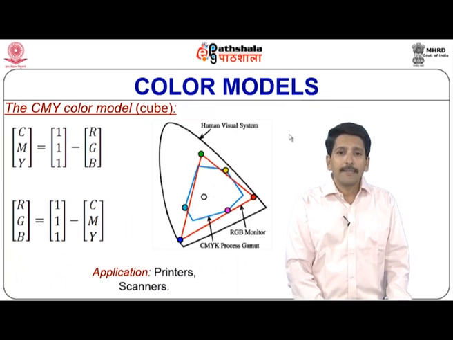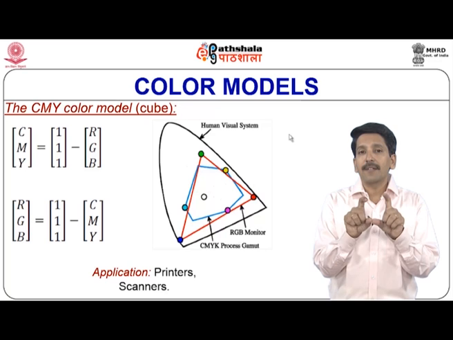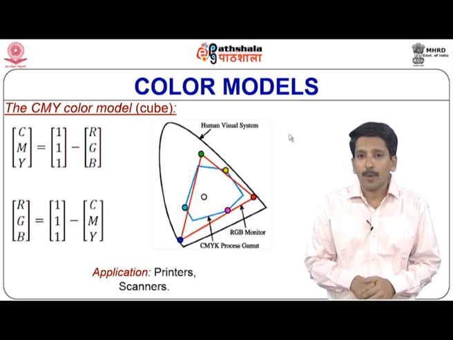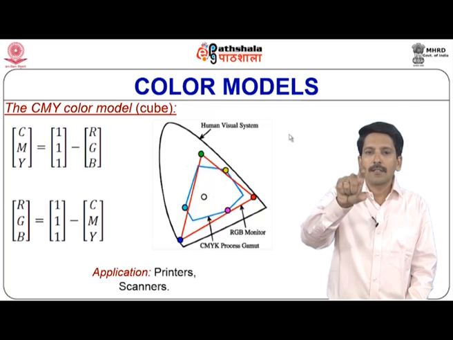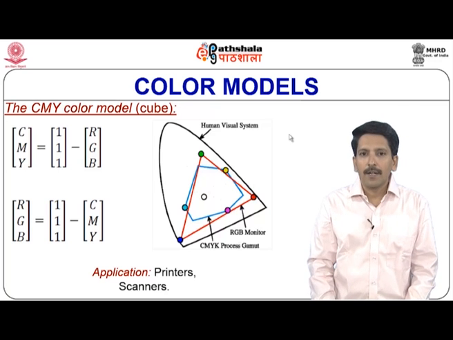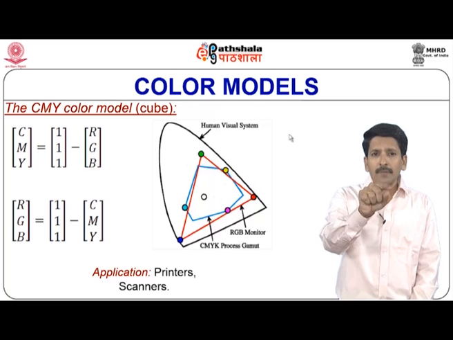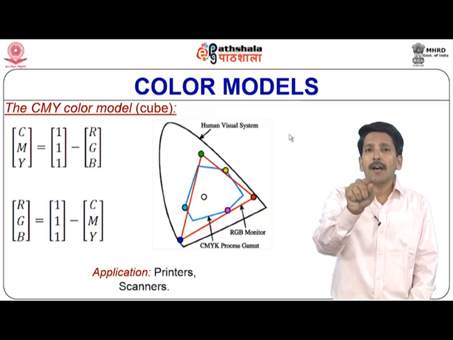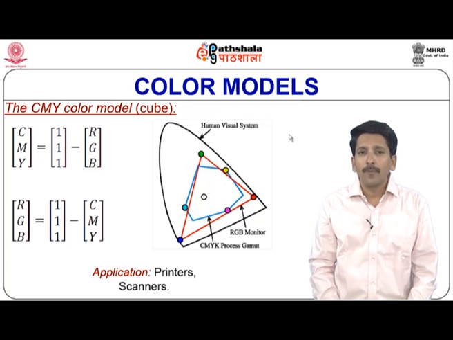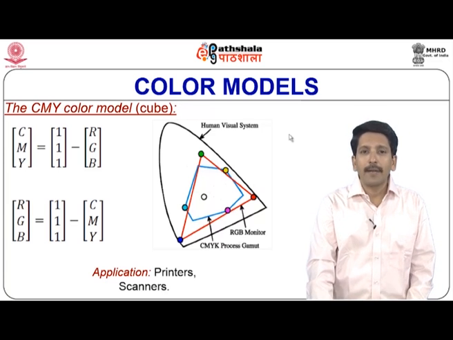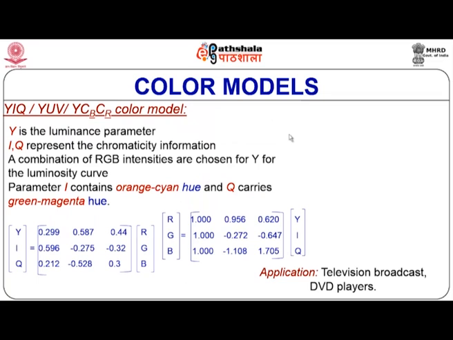So, as you can see here, the color gamut for the cyan, magenta, yellow color model is slightly closer in size to the RGB color model. Okay. For CMY, if given RGB values, you can easily get CMY by subtracting the RGB values from 1, and vice versa. The next interesting color model is the YIQ color model.